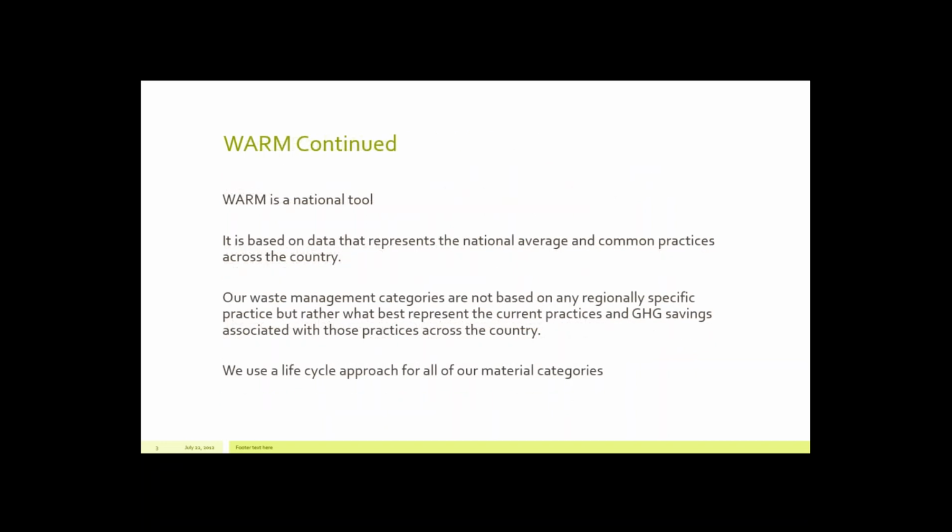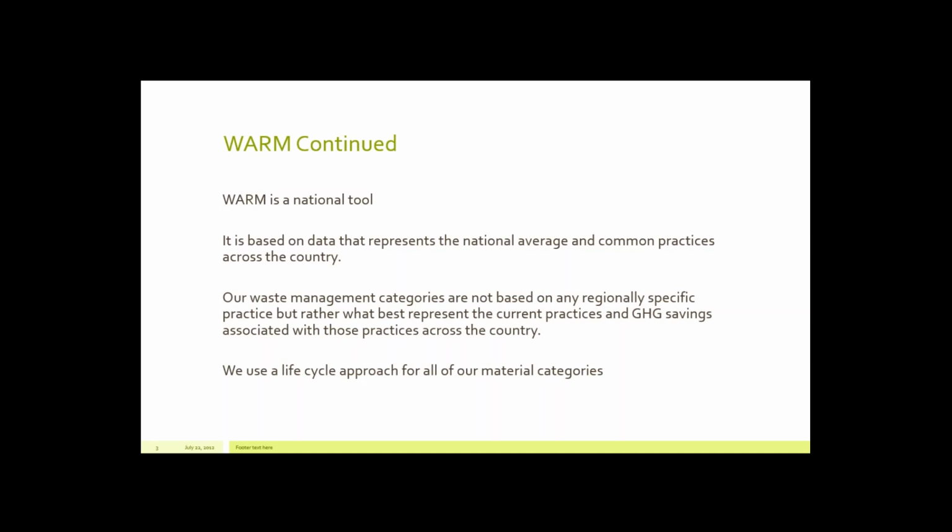A little more about WARM. WARM is a national tool. It's based on data that represents the national average and common practices across the country. It's a question we get a lot as to why we do not have regionally specific information in there. It is meant to represent commonly occurring practices and the best GHG savings associated with those practices for any part of the country. We use a life cycle approach for all of our material categories. It's not a full life cycle analysis, but we try to look at all factors that contribute to the material.